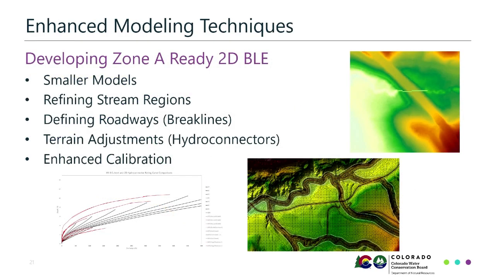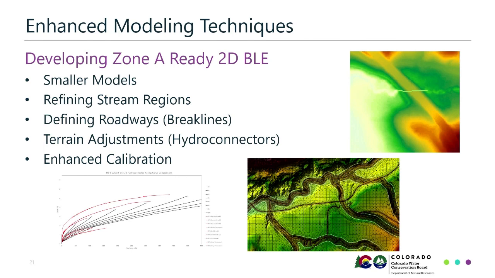With all the 2D BLE being performed across the state, the goal has been to develop Zone A ready 2D BLE models so that the vast majority of Zone A miles can be quickly and efficiently model backed and validated. With this comes some challenges, however, as there becomes a need for smaller models for community usability, refined stream regions to better define flow paths, the inclusion of roadways and other structures that impact flood flows, the need to model hydraulic structures that impact flood flows as well, and also enhancing the calibration performed so there is an assurance the results being produced are accurate.